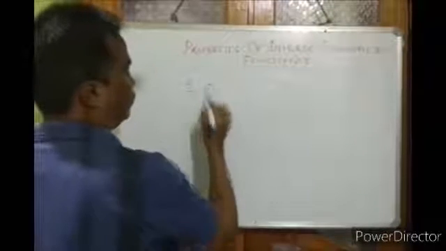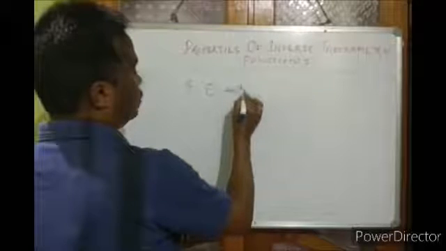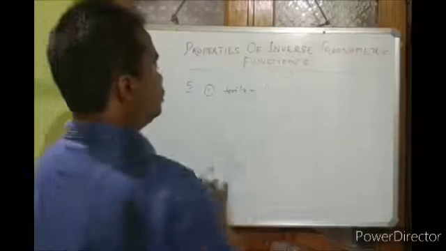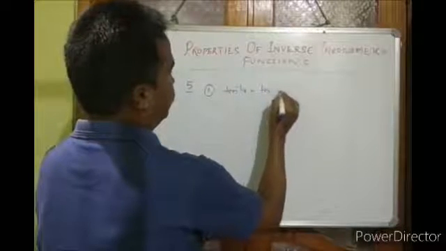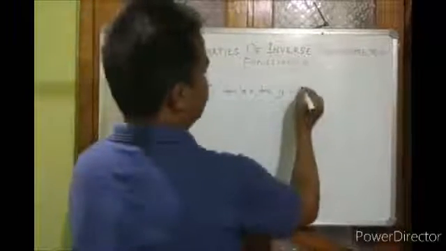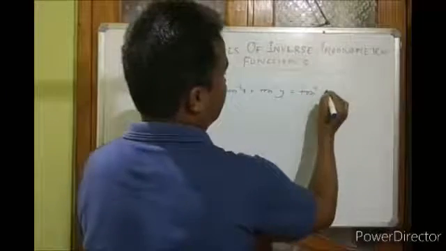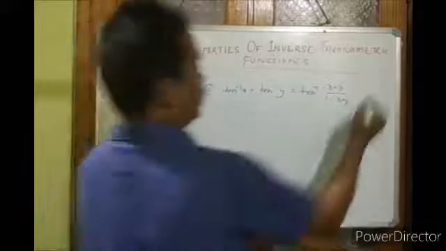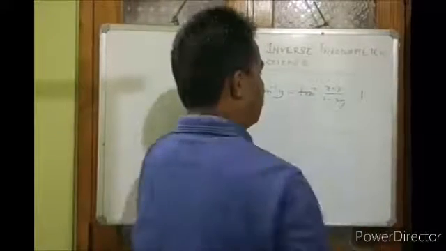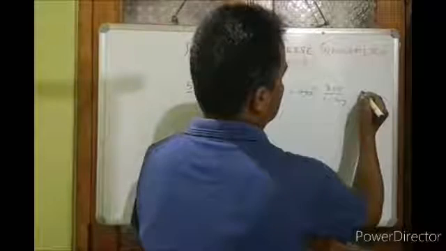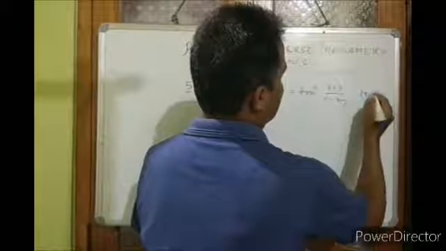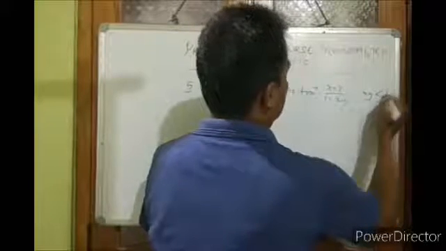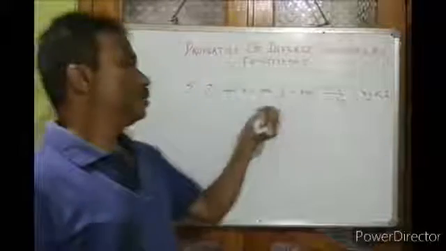Number 1: tan inverse x plus tan inverse y is equal to tan inverse of (x plus y) divided by (1 minus xy), and here xy is less than 1. xy should be less than 1. In that case, this is applicable.